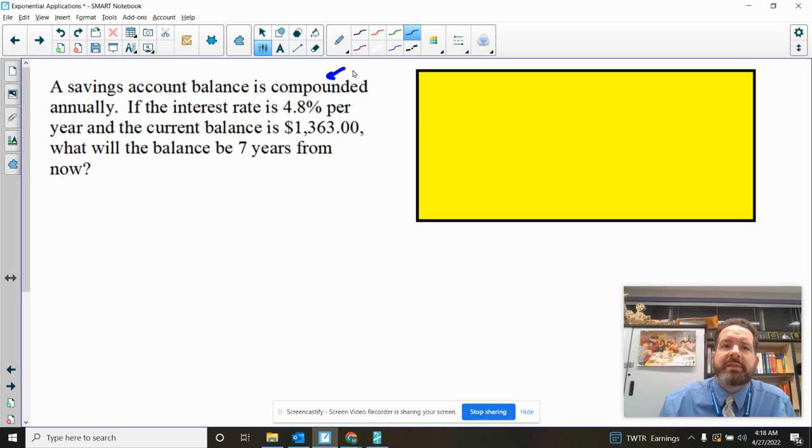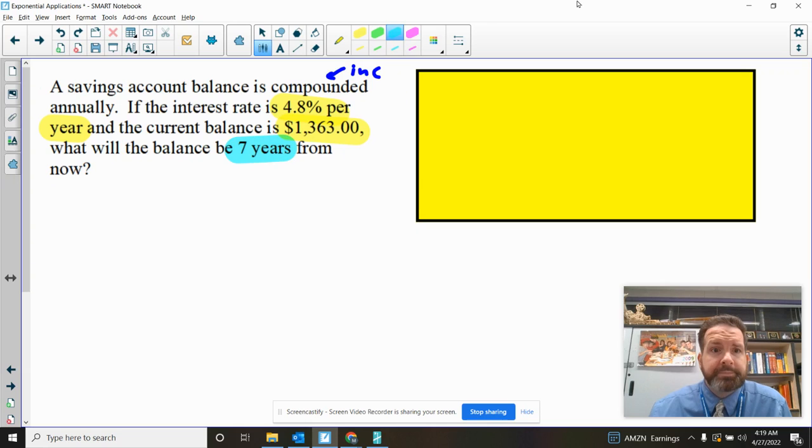This means that the balance goes up. We're looking at an increase. If the interest rate is 4.8%, okay, so that's going to matter per year. And the current balance, so the starting balance, that's the amount of money. Balance is the amount of money in the account, is $1,363. What will the balance be in 7 years? Okay, so that 7 is going to matter as well.